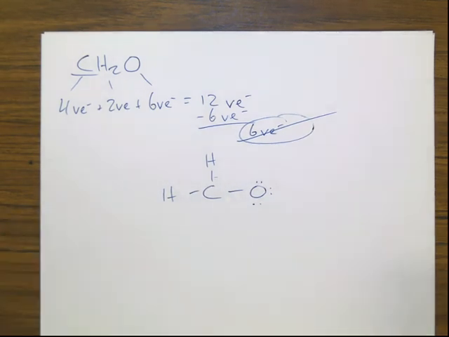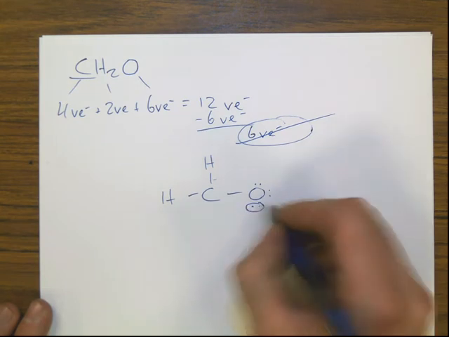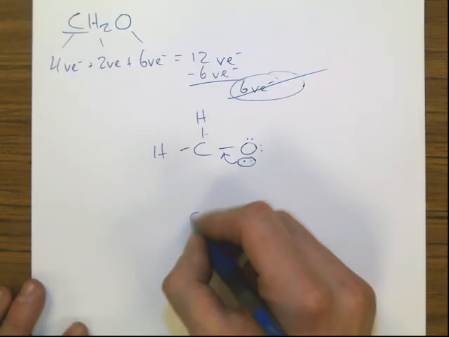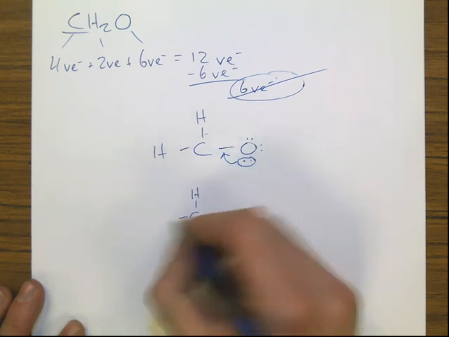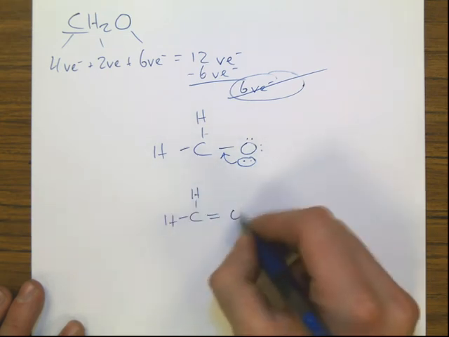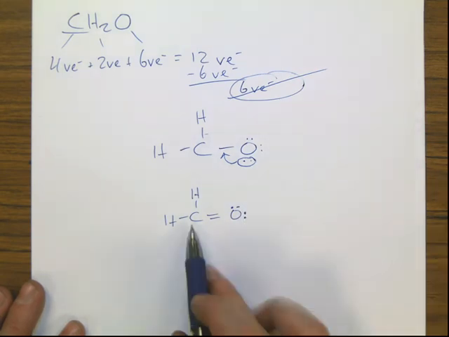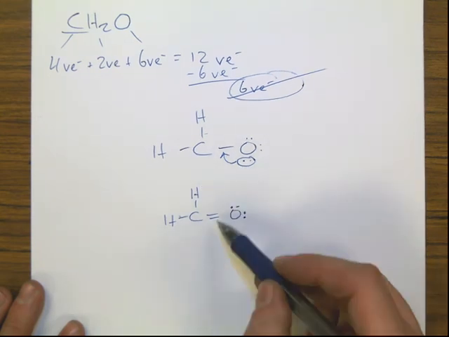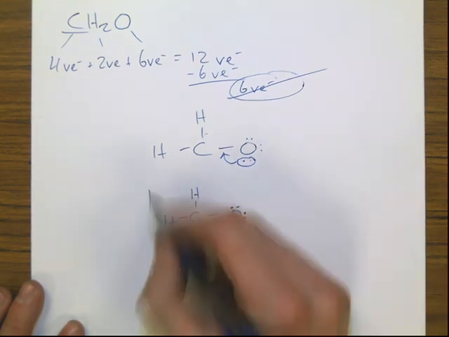All right, so let's move one of these pairs on oxygen in. I'm moving it in, so now my structure looks like this. So now my carbon actually has an octet, 2, 4, 6, 8. And my oxygen still has an octet, just like it did before, 2, 4, 6, 8. This is the appropriate structure.